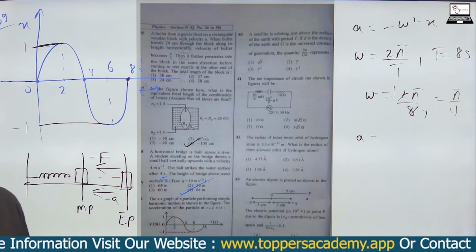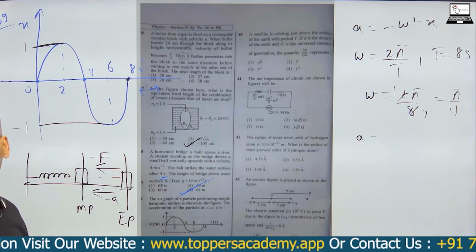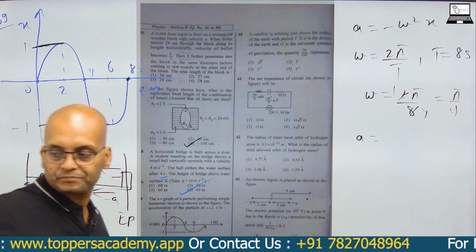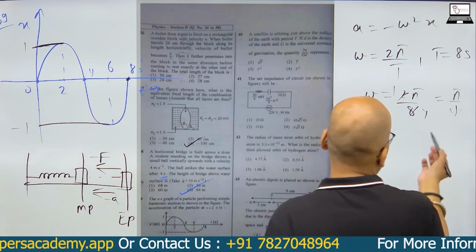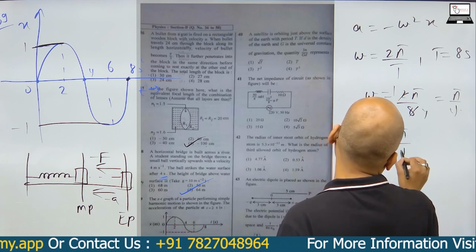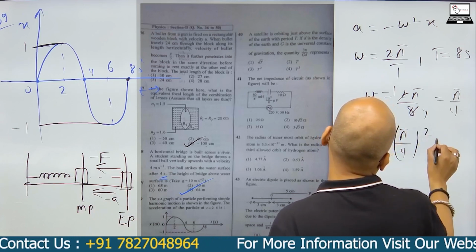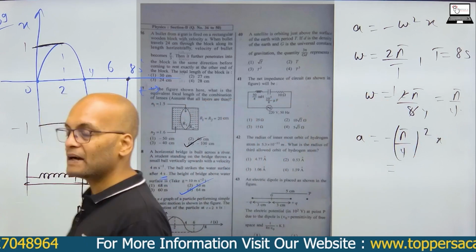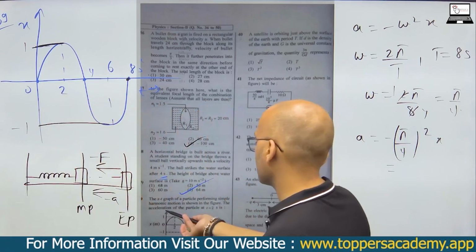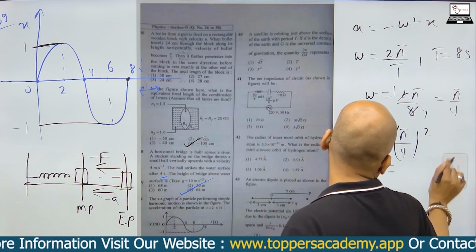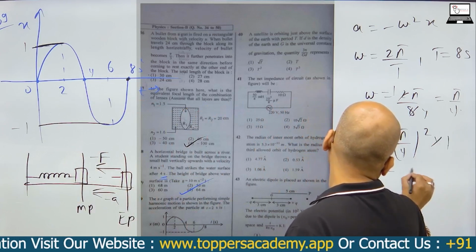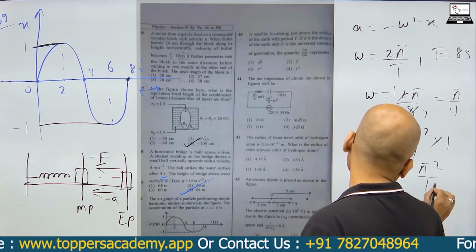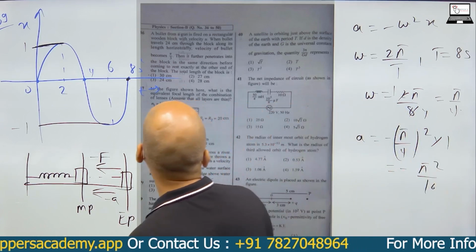Very basic question. Then solve. Minus pi by 4 whole square. You can calculate the acceleration. Minus pi square upon 16, times x. X is 1. So minus is indicating the opposite direction. Pi square upon 16 is the answer. Okay.